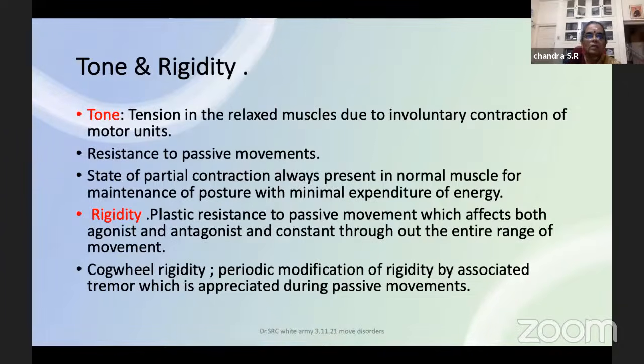So tone, we know that it is a tension in the relaxed muscle. And what is rigidity? Rigidity is the plastic resistance to passive movement, which affects the agonist and the antagonist, and it is constant throughout the entire movement. So spasticity is velocity dependent, and it increases when the speed is increased. Whereas rigidity is not velocity dependent, it is present throughout the movement, affects the agonist and the antagonist, and when it is having tremor, periodic modification of this rigidity by associated tremor is called cogwheel rigidity. If the rigidity is periodically altered by superimposed tremor, we call it cogwheel rigidity.